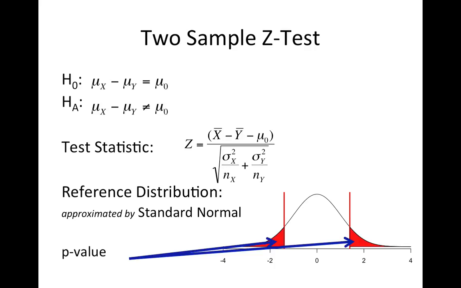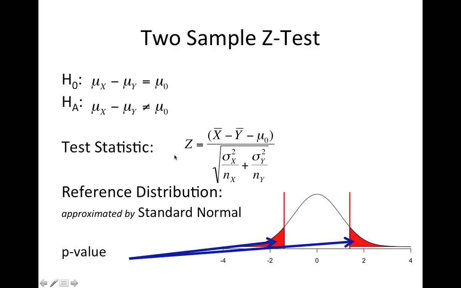Let's put the two-sample z-test into the format for hypothesis tests that we've discussed so far. The null hypothesis is going to be that the difference in population means is equal to some particular quantity. Often we say the difference in means is equal to 0 because that's the same as saying the two means are equal to each other, but really what we're saying is the difference in means is equal to some particular value.